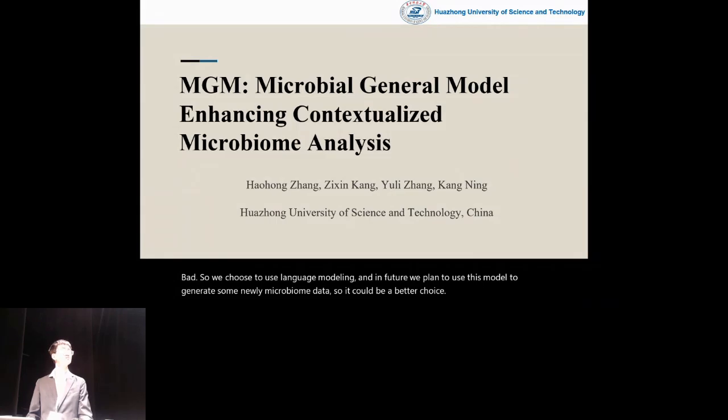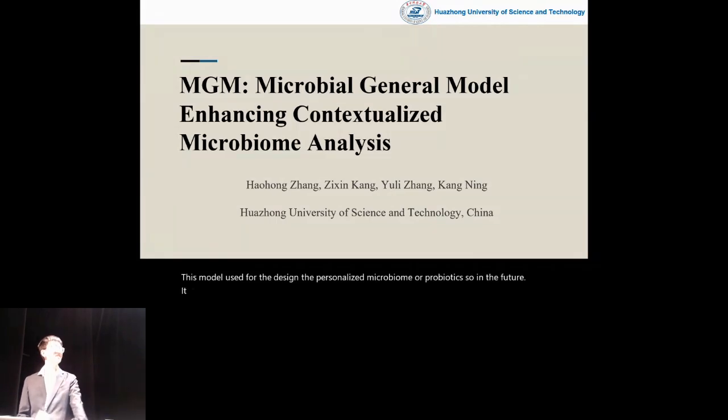Can this model be used to design personalized microbiomes or probiotics in the future? It is difficult. Yes, it's difficult.